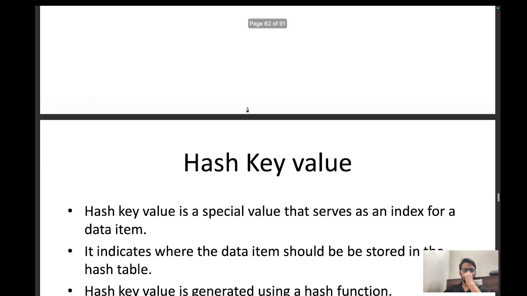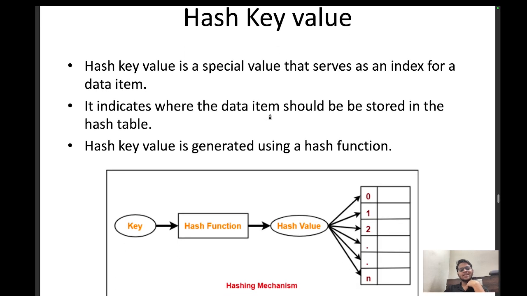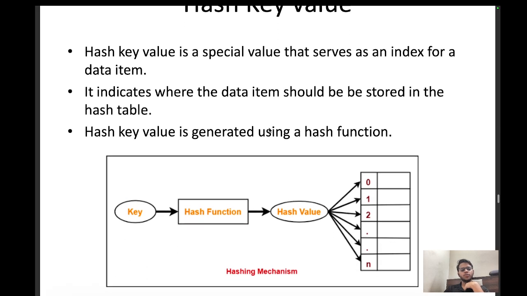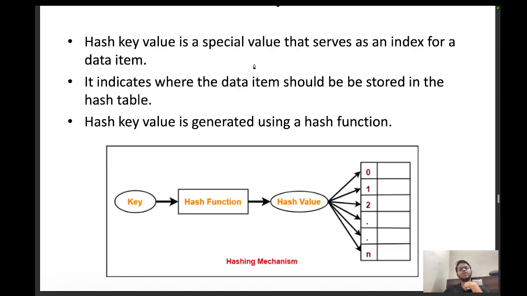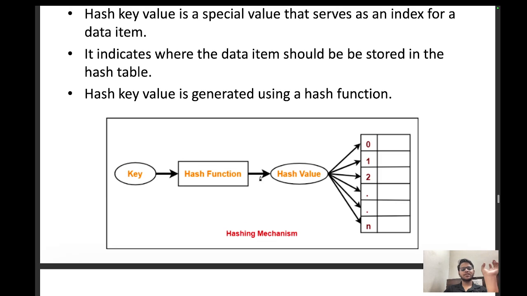So we have been given a hash key value. This is exactly the thing which I explained 2 minutes before. A hash key value is a special value that serves as an index for the data item. It indicates where the data item should be stored in the hash table. A hash key value is generated using a hash function. I've told you all these things: there would be a key, a hash function, and a hash value.